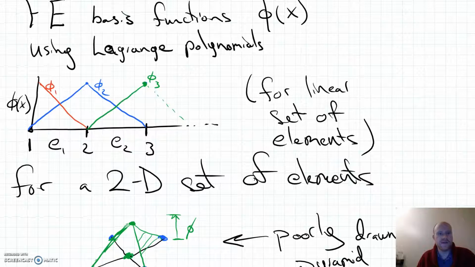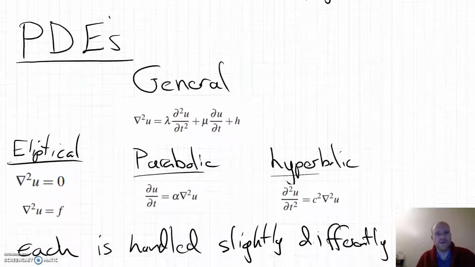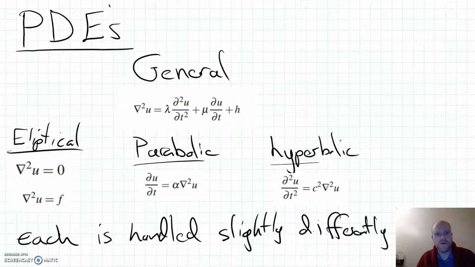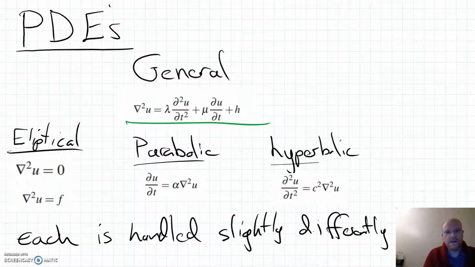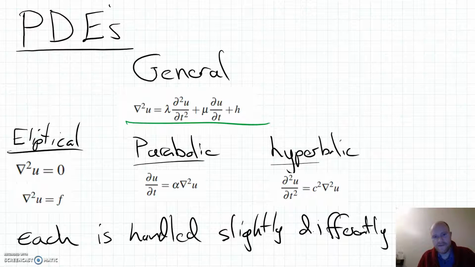So a 1D representation can be seen here for a 2D set of elements. Kind of poorly drawn, but it essentially looks like a pyramid in graphical format. Partial differential equations, the generic formula is here. For engineering, we'll typically deal with elliptical or parabolic or hyperbolic, and each is handled slightly differently.